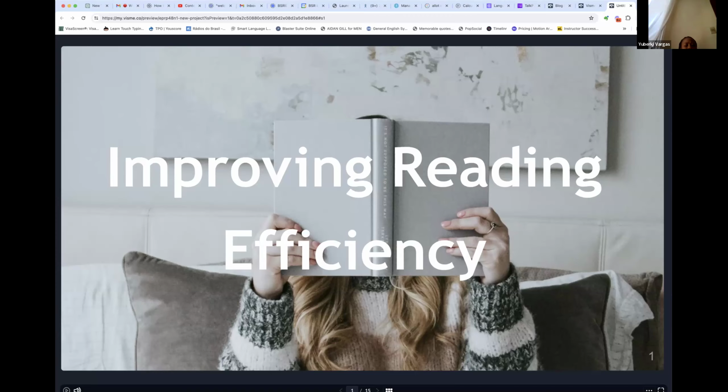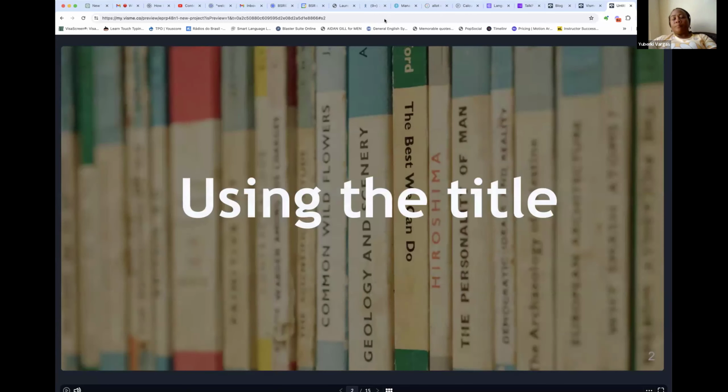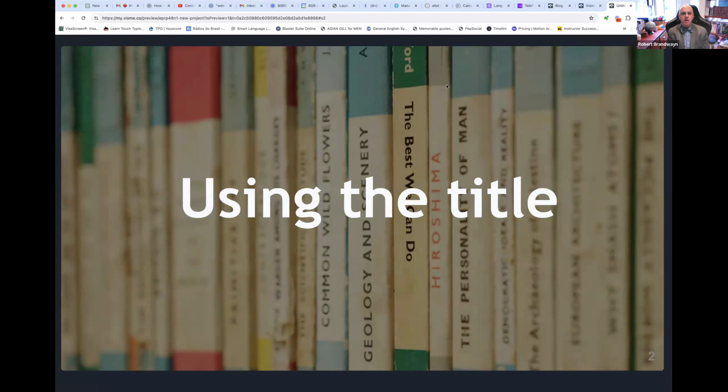Today, the focus of our conversation is about using the title. When we read something, we use the title to anticipate what we are going to read. We have been reading badly all our lives. Why do I mean by that? We read in a very inefficient way. And so for NCLEX, for TOEFL, for IELTS, for OET, and for life, we need to read better.